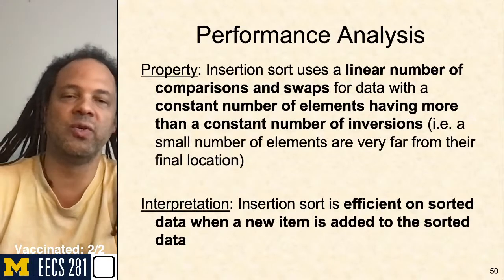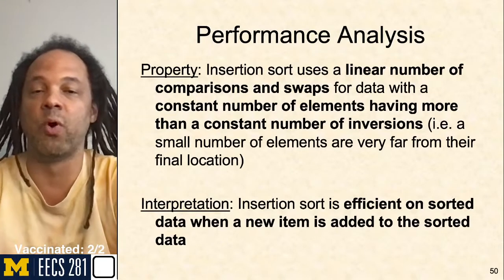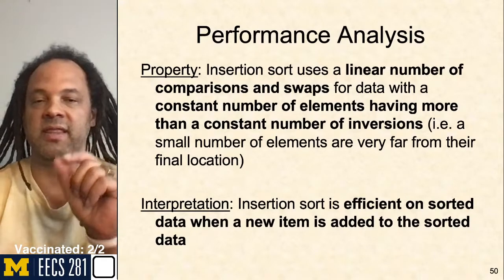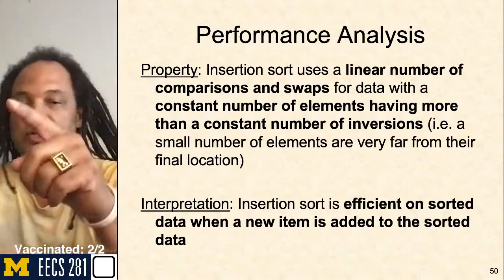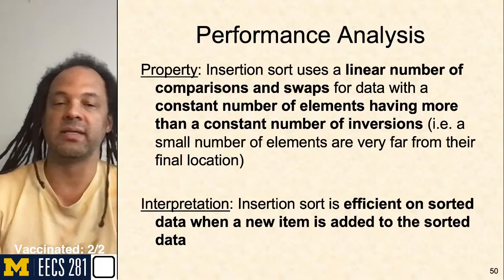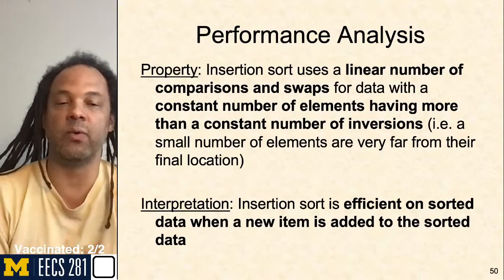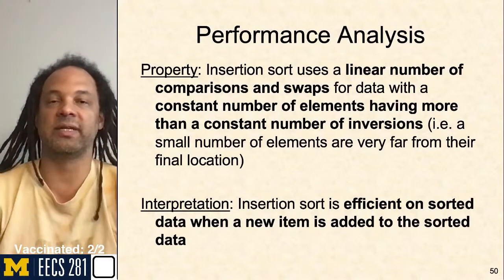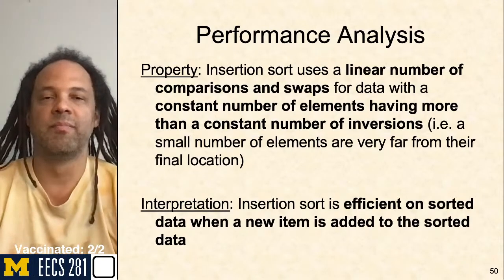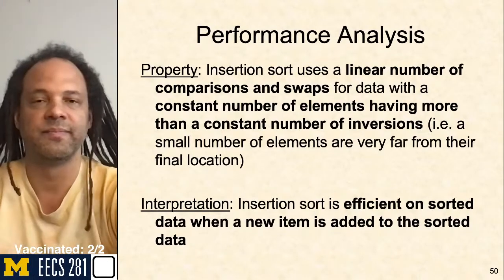Next property. Insertion sort uses a linear number of comparisons and swaps for data with a constant number of elements having more than a constant number of inversions. So if there's a small number of elements that are way out of place, insertion sort still does a linear number of comparisons and swaps. That's great. So the interpretation is insertion sort is efficient on sorted data when a new item is added to the sorted data, which is why we did an insertion sort when we wrote the sorted priority queue. You figured out where the thing needed to be and then you inserted it there.